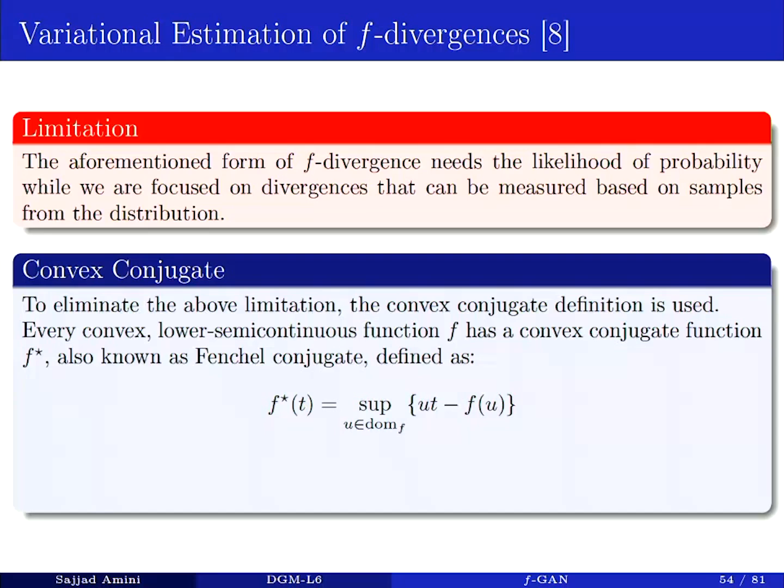Supremum is nothing more than maximum. The difference is just that the supremum of a set can be an element which is not an element of that set. Okay, you have a set here. For every point t, you should maximize this value over u. Okay, I have a set here. I want to find the maximum of this set.